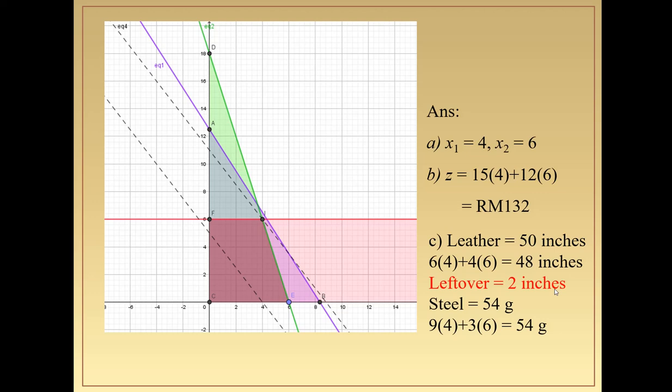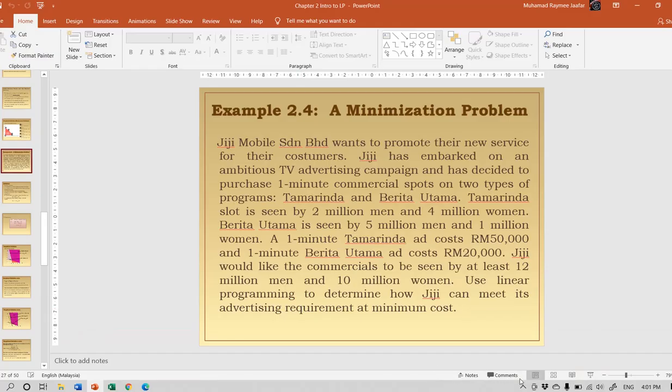Ada tak soalan setakat ni? Clear, doktor. Clear, okay. Okay.